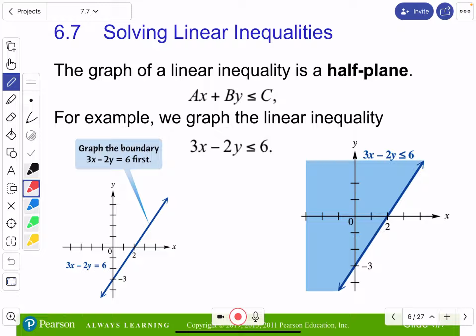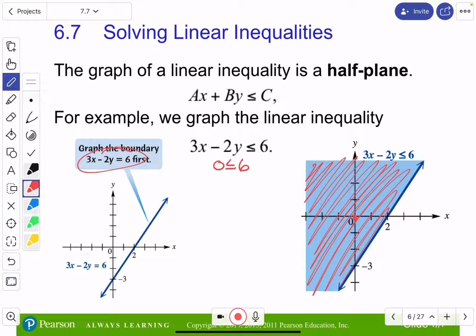So first we graph the line, 3x minus 2y equals 6. Then, if you know which side to shade, go ahead. If you're not sure, I test a point. So this one, 0, 0 is really easy to test. If we plug that in, we would get 0 is less than or equal to 6. That is true. 0 is always less than 6. So we're going to shade the side that has 0, 0 in it. That's how you can graph your inequalities. So graph the line, test a point, shade the side.